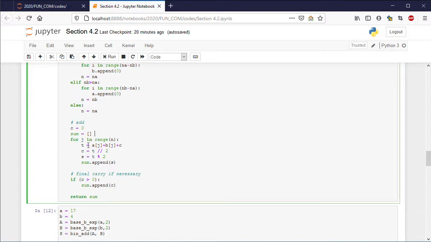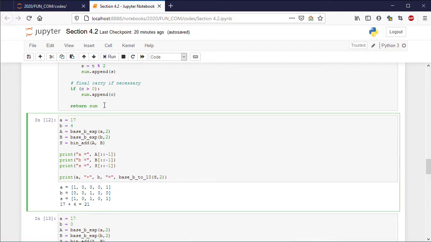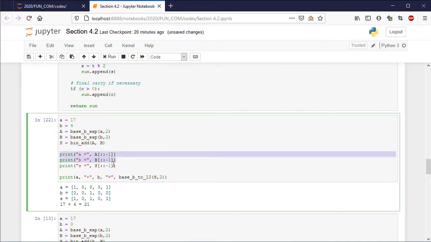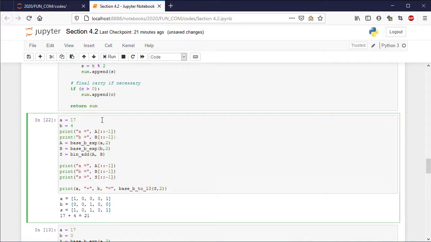And after we finish this iteration, the for loop for j, maybe there is a final carry. So if necessary, I'm going to also append the final carry to the list and return this list. And next we have a simple example.